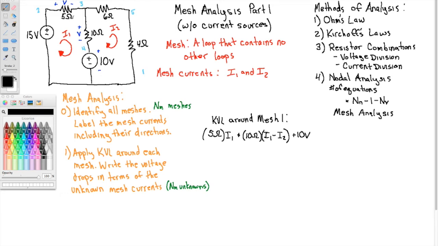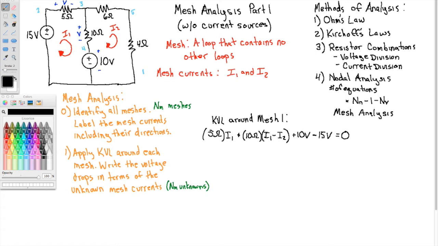And remember, I'm going around mesh 1. So I need to get back to where I started. So I'm here, and I need to come back up here. Well, look at the polarity of this source. That's an increase of 15 volts, and I'm adding all of the drops. So because that's an increase, I need to subtract. In other words, it's a drop of minus 15 volts. And I'm back to where I started. So all of this equals 0.